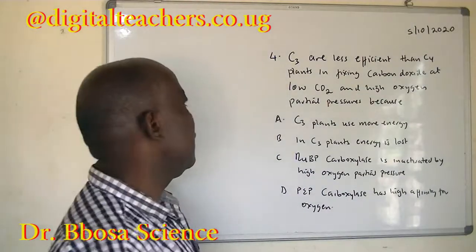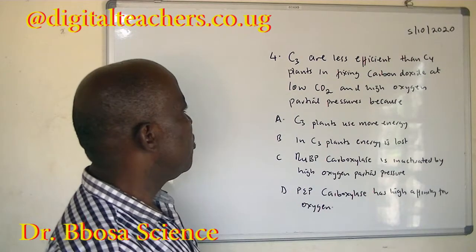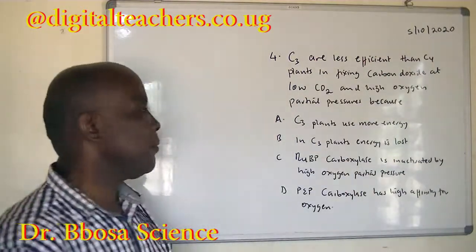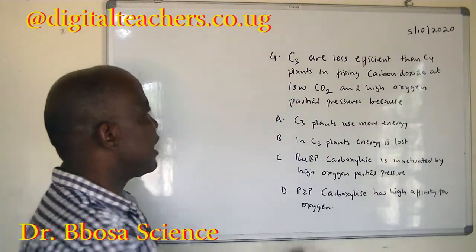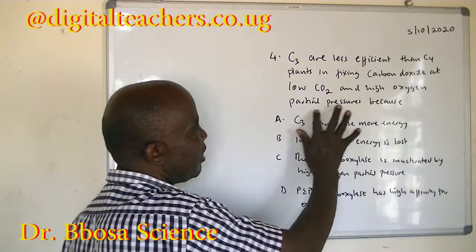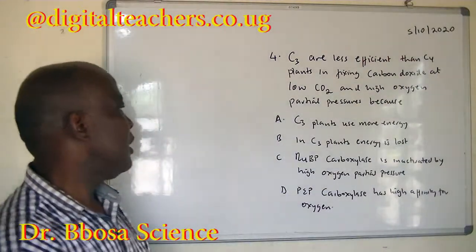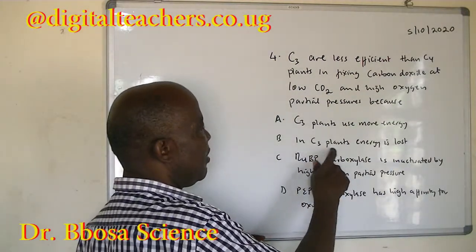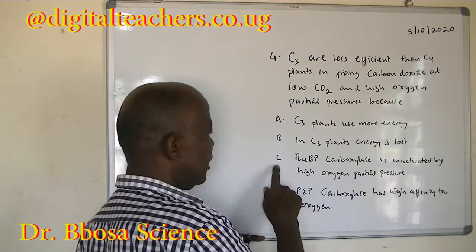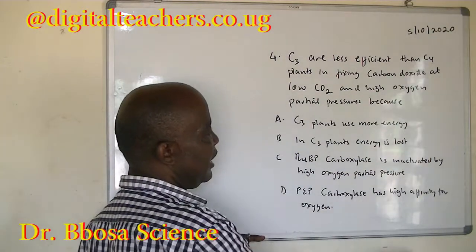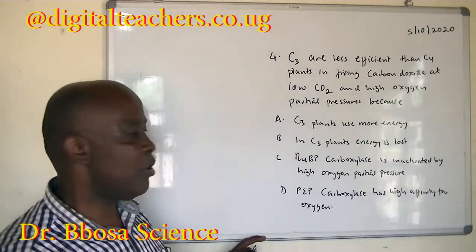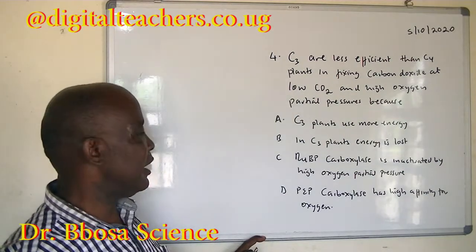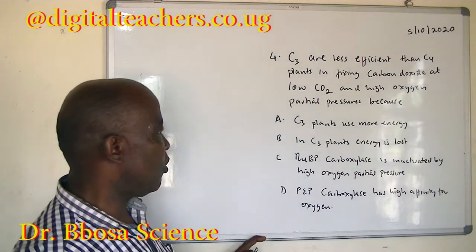Number 4. C3 plants are less efficient than C4 plants in fixing carbon dioxide at low carbon dioxide and high partial pressure of oxygen because A. C3 plants use more energy. B. In the C3 plant, energy is lost. C. Rubisco carboxylase is denatured by high oxygen partial pressure. D. Rubisco carboxylase has got higher affinity for oxygen.